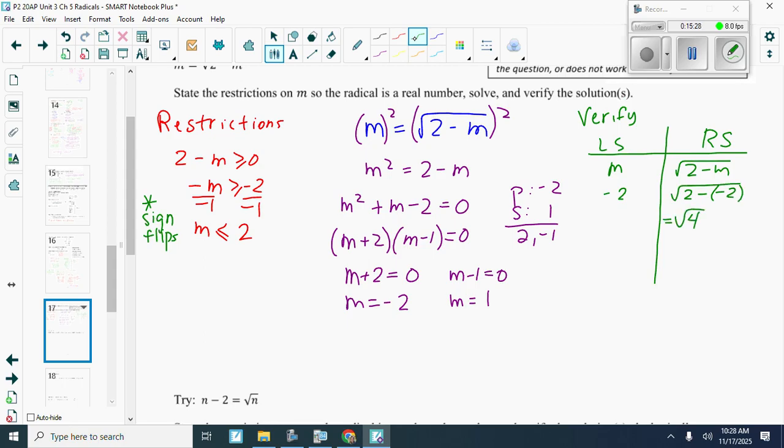And then we have 2 minus -2, which gives us 4, which then is equal, just do this one.